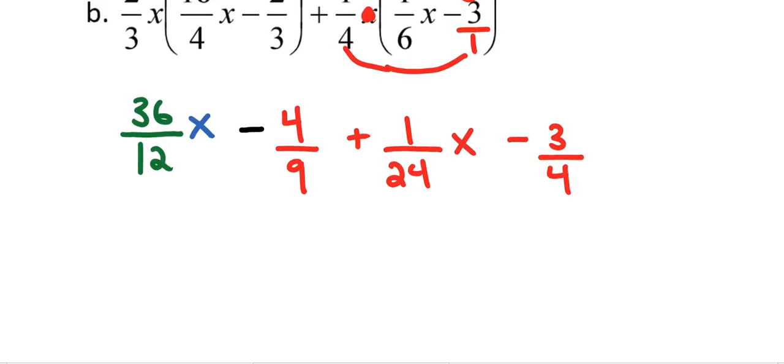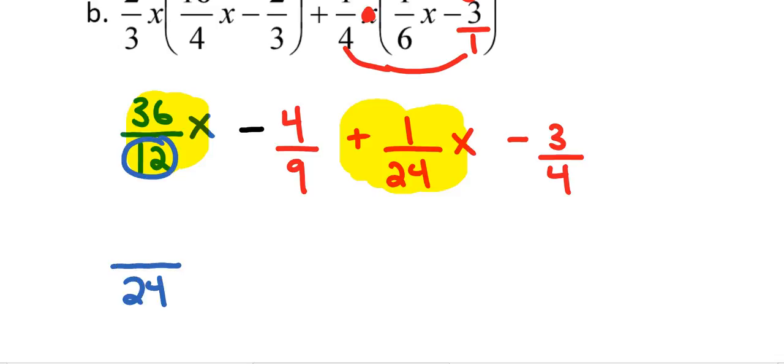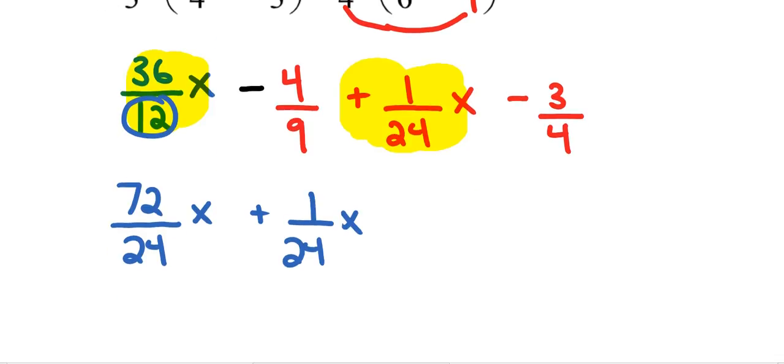And after this, all you have to do now is you just need to combine the like terms. So this and that, if you combine those together, what you need to do is you need to have the same common denominator. So if I change this 12 now to maybe a 24, I can times it by 2, so that'll be x, and that'll be 72x. And then plus 1 over 24x. If I combine those, that's going to give me a total of 73 over 24x. Okay, so that's what happens when I combine those two yellow terms.